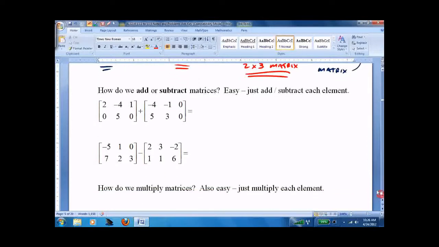How do you add or subtract them? You just add and subtract each element. So set yourself up with a 2 by 3 matrix, and we can only add them if they're the same size, same dimensions.